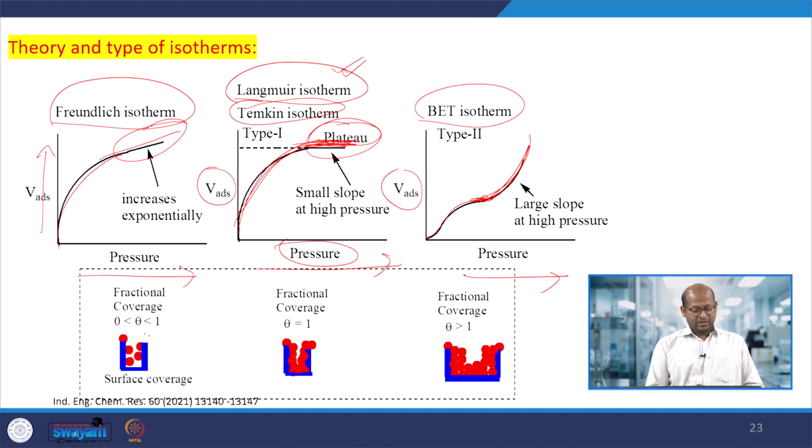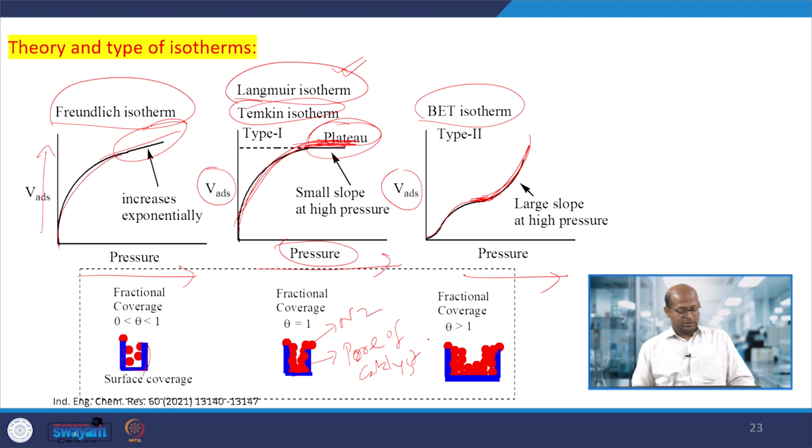Here the fractional coverage of the surface: the blue is the pores and red is the nitrogen molecules, and blue is the sample pores, you can say pores of the catalyst or sample. Here the fractional coverage is 0 to 1, not full coverage. In the case of surface coverage, in Langmuir and Temkin here complete monolayer formation is there, you can see.